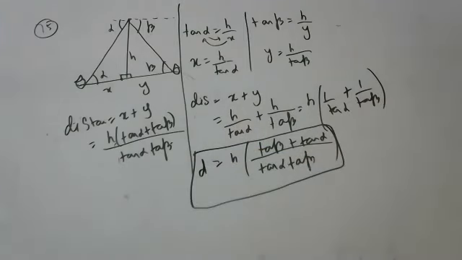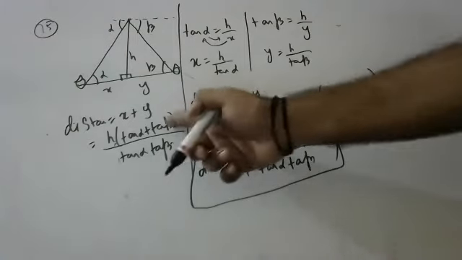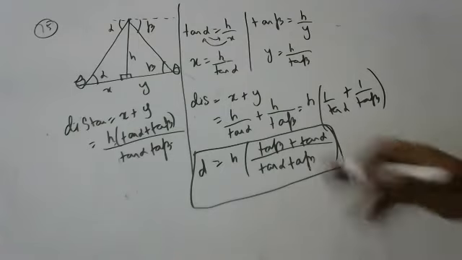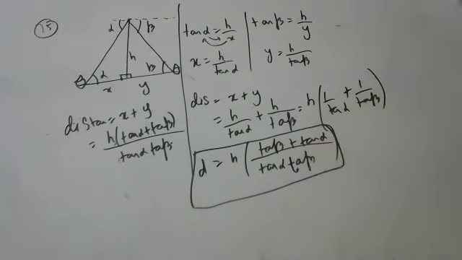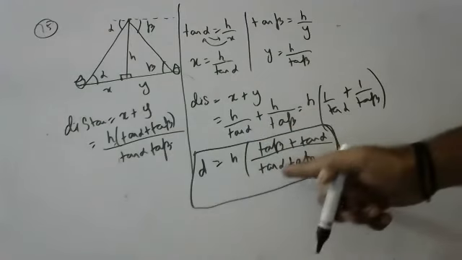Sir, but in the question they gave us to prove h into tan alpha plus tan beta by tan alpha with tan beta. Nana, A plus B and B plus A is the same. They gave tan alpha and tan beta in the denominator, and the LCM is tan alpha tan beta only.